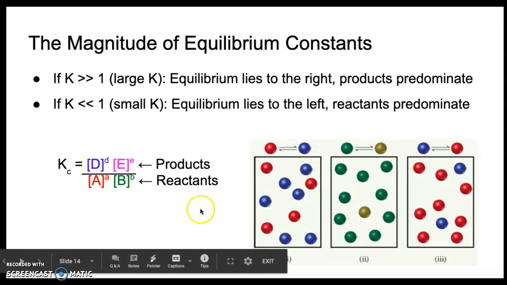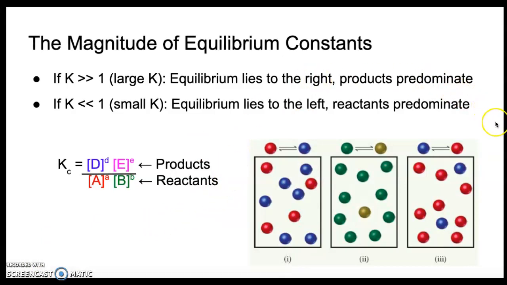All right, so taking a look at these 3 examples, I want you to take a minute, look at what's going on in these images, and see if you can figure out which one is going to have the largest value for K and which one's going to have the smallest value for K.